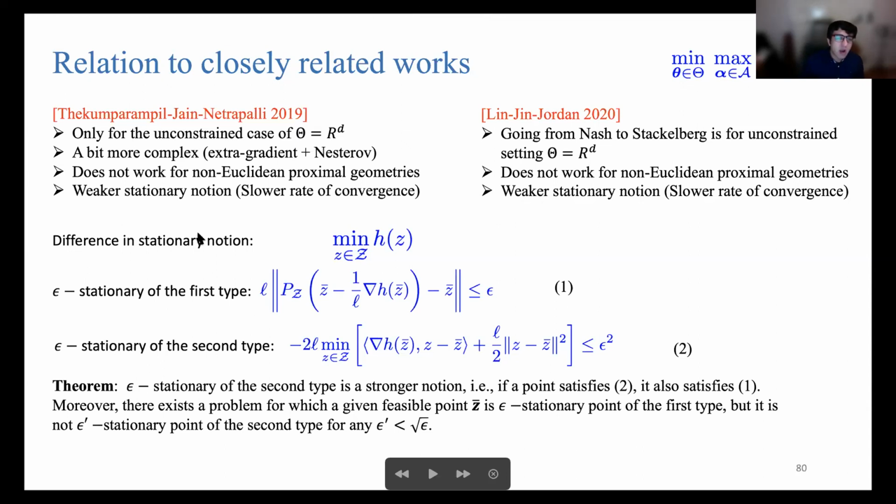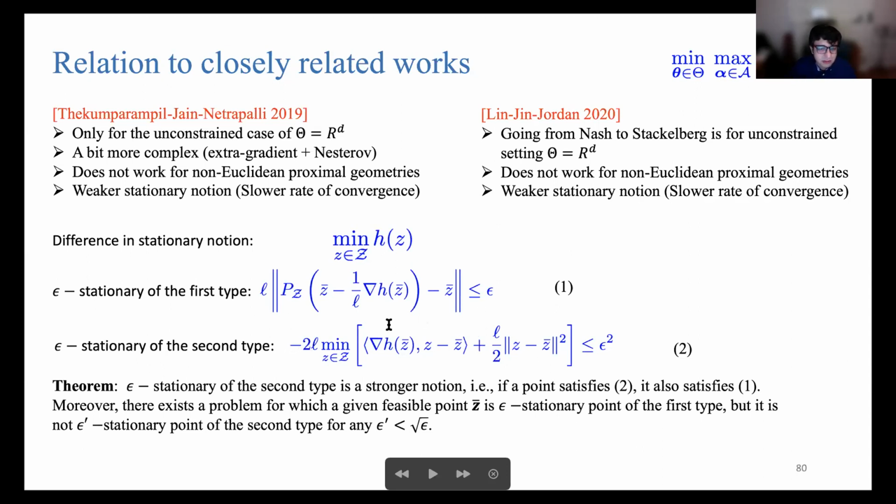And to give you a quick, very high-level idea why the stationarity notions are different, forget about min-max and let's look at the minimization. The stationarity notion that they use in these works is the proximal gradient norm. So you take one step of gradient descent with respect to z, and after projection you see what your residual is. If this norm is less than epsilon, then you have epsilon-stationarity of the first type. Our work uses this stationarity notion that's also used in previous works.